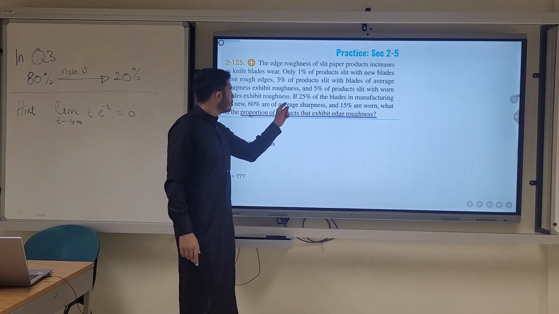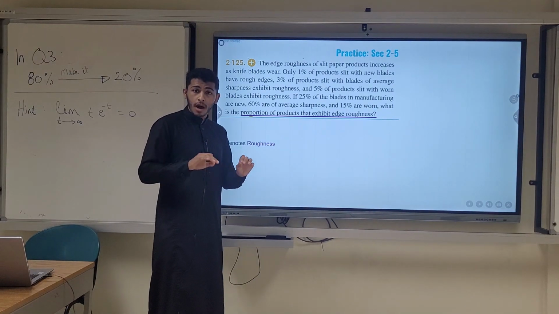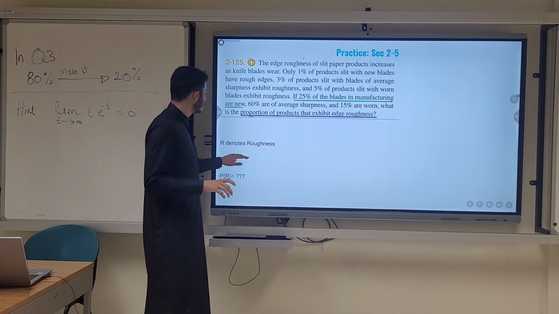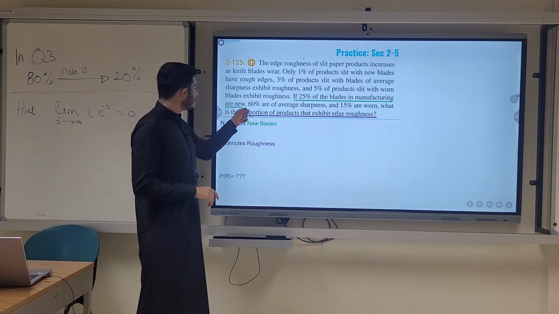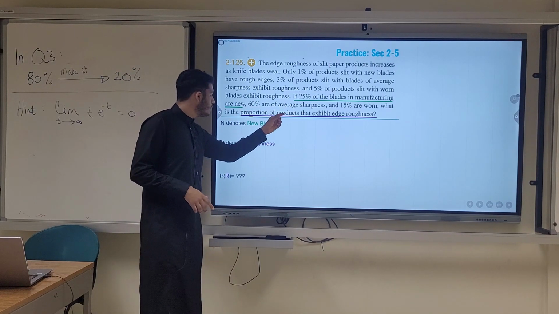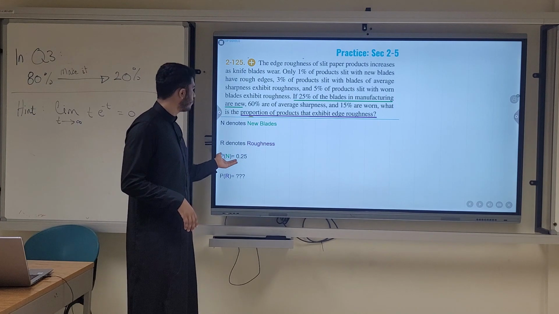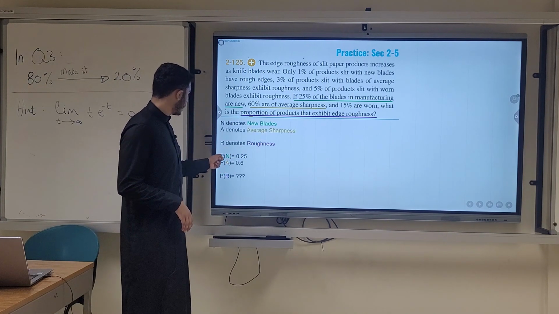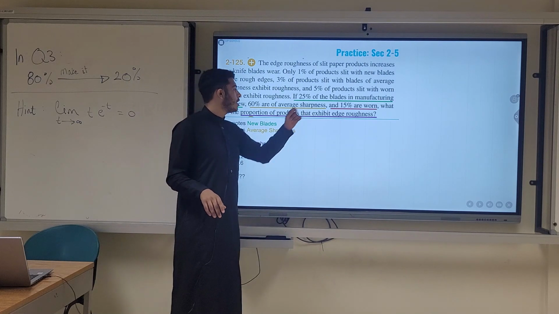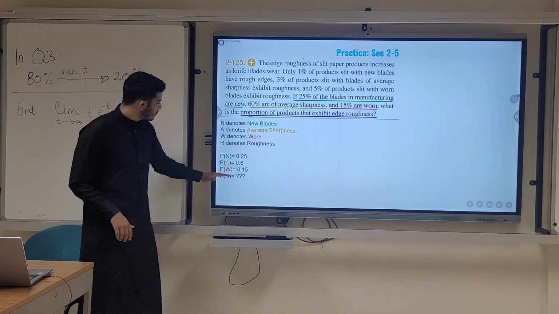Let's see. So here we know that 25% of the blades in manufacturing are new. So the proportion of the blades in our manufacturing process that are new is 25%, which is 0.25. I'm going to denote this event by N. And the 60% of average sharpness is going to be the 60% of blades that have average sharpness. I'm going to denote this by A, and it's going to have a probability of 60%, which is 0.6. And at the end, we're going to have the worn blades, which make about 15% of our batch. So we have the probabilities for the events now.